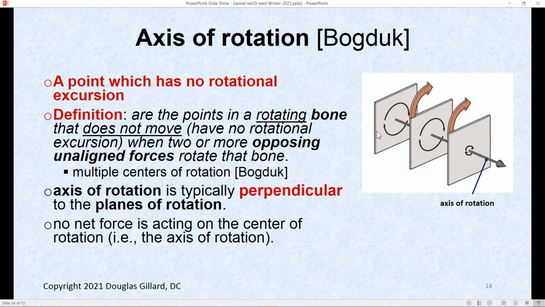The axis of rotation, that's the center of rotation. It has no excursion. By definition, it's the points on a rotating bone that don't move. We've already said that, so we got that. The axis of rotation is typically perpendicular to the plane of rotation.